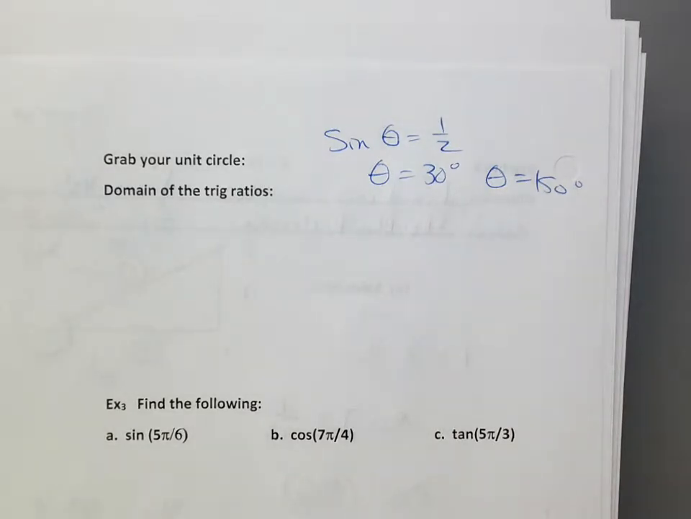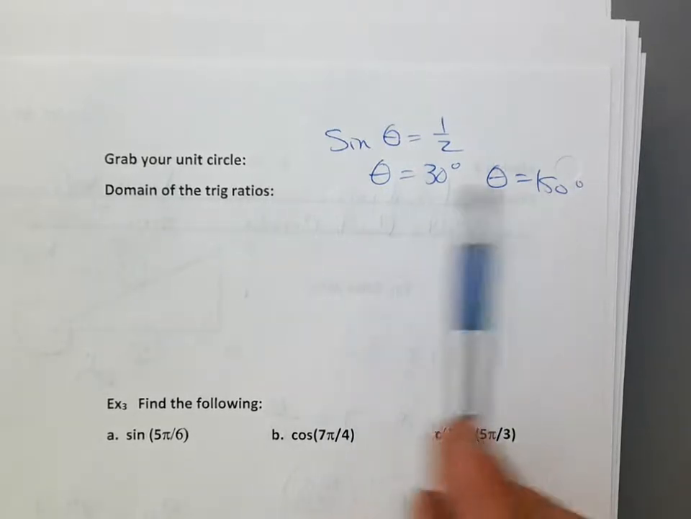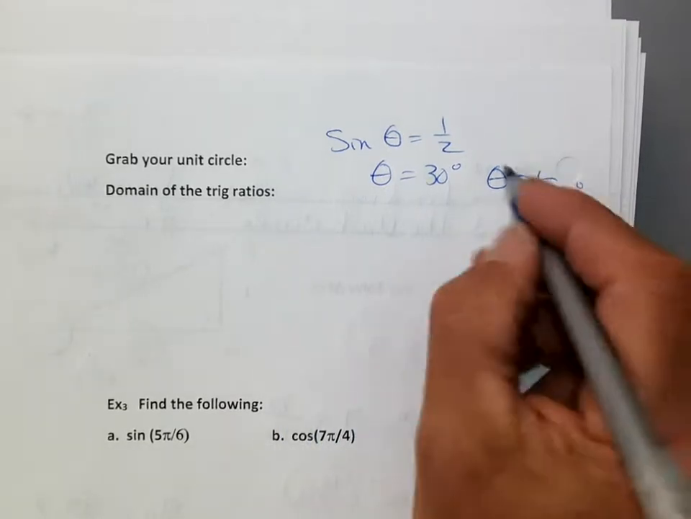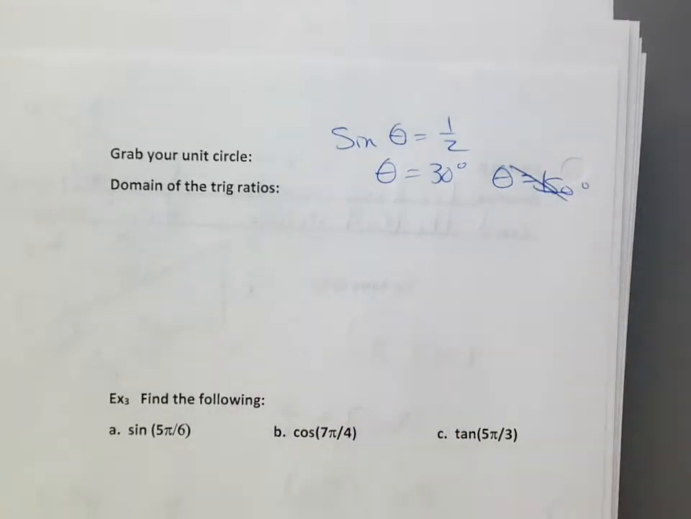For it to be a function, it has to be one x value to one y value, right? You can't have one x value to two y values. It doesn't work. So the 150 doesn't work. So we said use the one that's closest. So here's what we do.